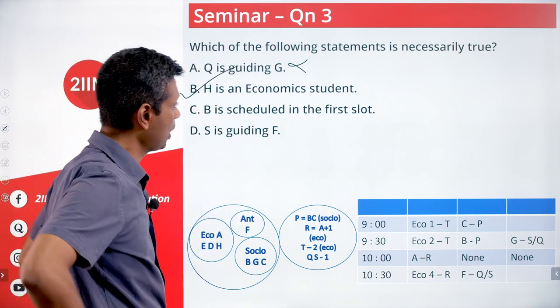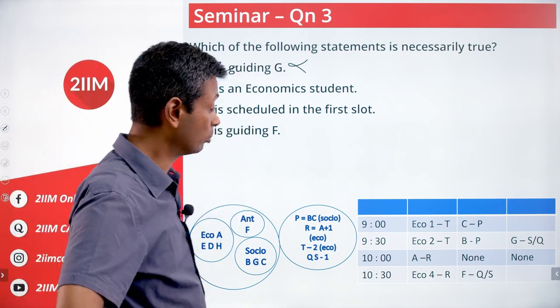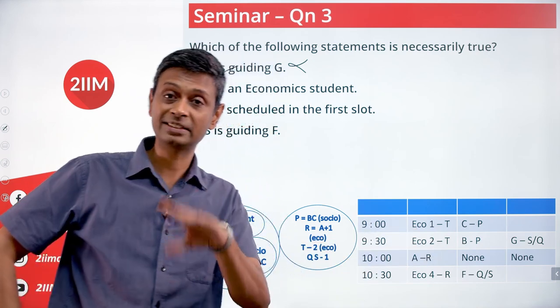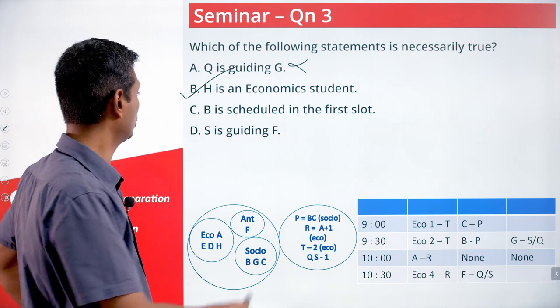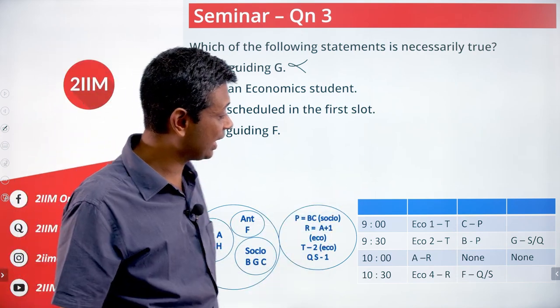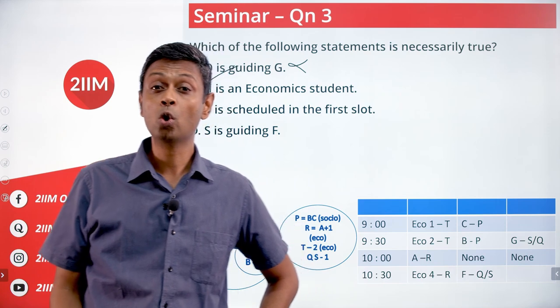This is true. B is scheduled in the first slot. No, B is scheduled in the second slot. It is necessarily not true. S is guiding F. No, we don't know. The F and G are guided by S and Q. That much we know. Who is guiding F?